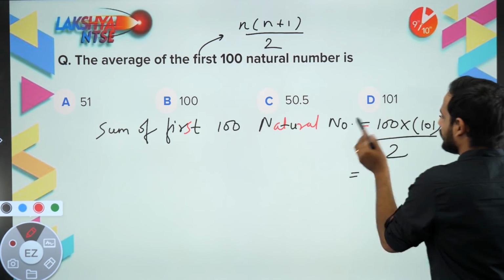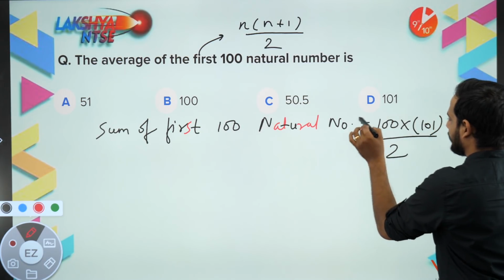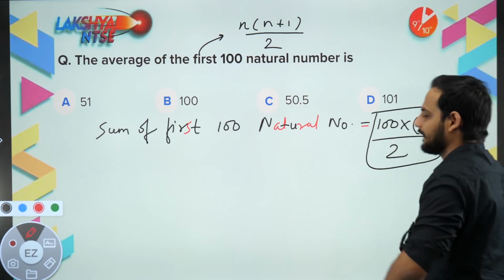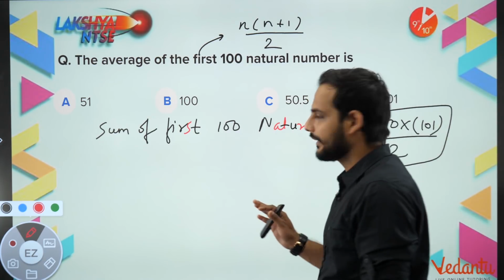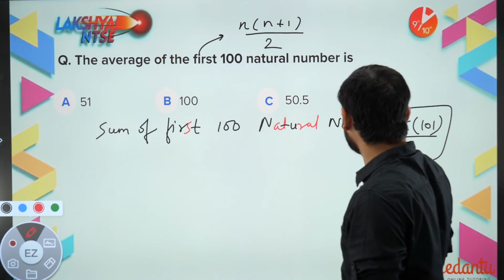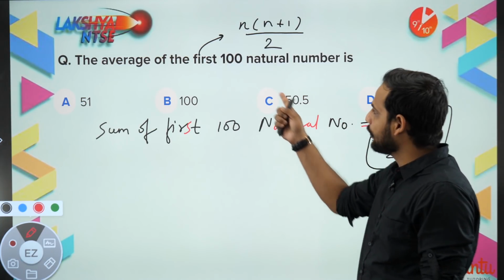50 into 101. Let's not simplify it; let's keep it this way only. At the end we'll simplify. Now, what do you want to find out? The average of all these numbers. So this is the sum of numbers, and how many values are there?